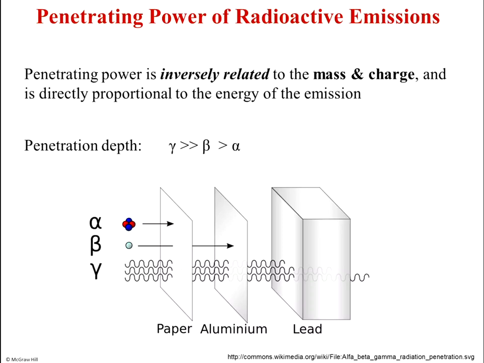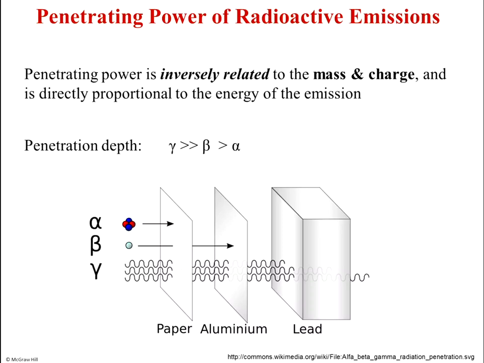So we see here, we can compare alpha, beta, and gamma particles, and the three types of particles here are passing through paper. So the alpha particle will be stopped by paper because of its large mass and its high charge. It will interact with the paper structure. Beta particles will typically pass right through paper, and gamma particles pass through paper.